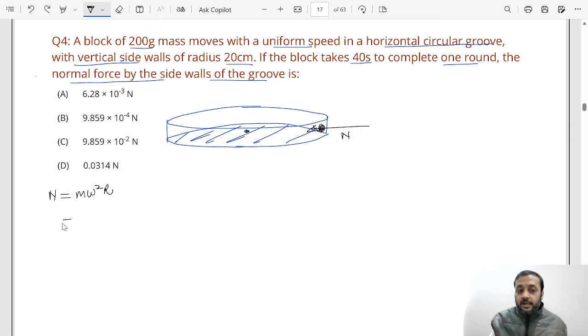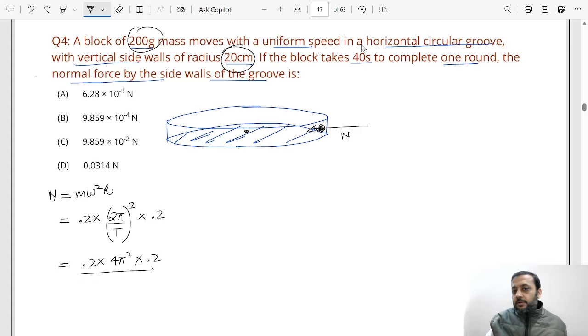Very easy question. Now the mass of the cockroach is 0.2 kilogram. Look at this very heavy cockroach. Omega we know is 2 pi upon time period, so you have to square it, and the radius of the circular motion is 0.2. All right, now look, this becomes 0.2 into 4 pi square into 0.2 upon T square.